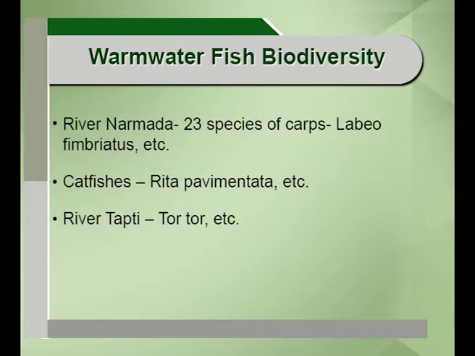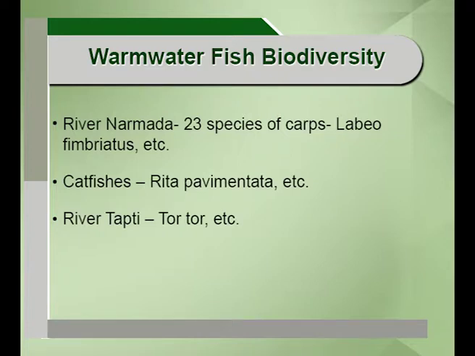And west flowing rivers, I was just talking about the significance of west flowing rivers. The river Narmada boasts of 23 species of carps. And importantly, as I said time and again, Labeo fimbriatus is very important. As far as the catfish is concerned, Sperata, there are many species. In this case, Rita pavimentata is a very important species thriving in river Narmada. And as far as river Tapti is concerned, Tor is a very important species that you will find in river Tapti.